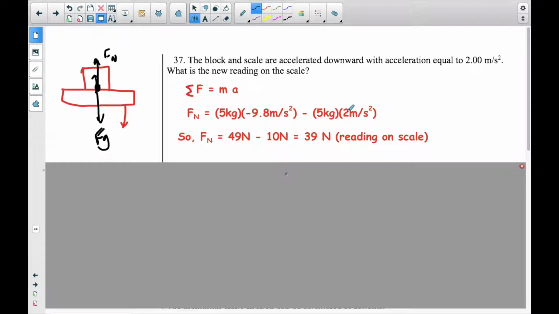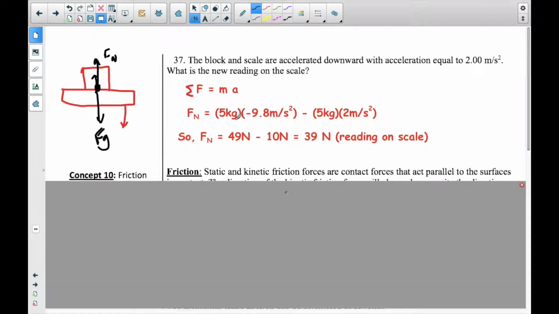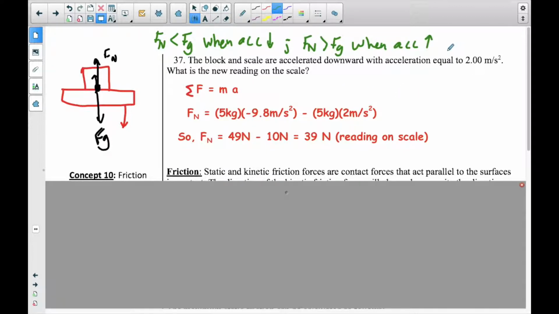I think we should maybe write something in the margin here, if we can find some space somewhere in the margin. The apparent weight, or the normal force, is going to be less than the force of gravity when the acceleration is down. But the normal force is going to be greater than the gravity when the acceleration is going up. And again, we will get on the elevator and test this out so you can feel it and see what's going on.